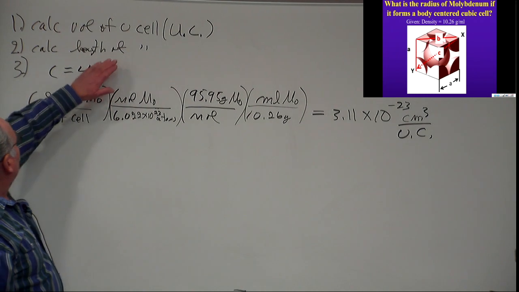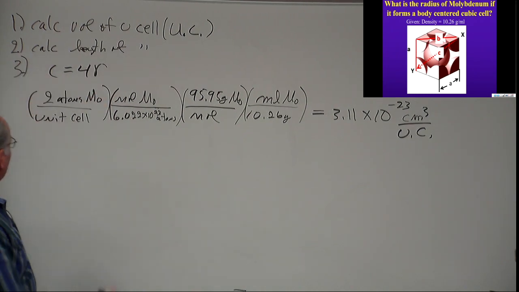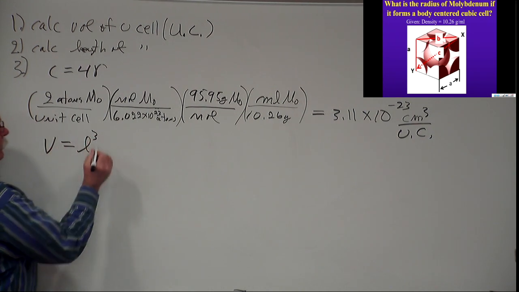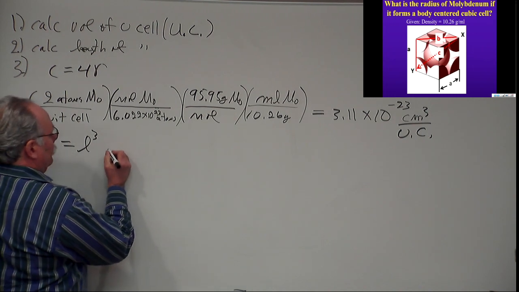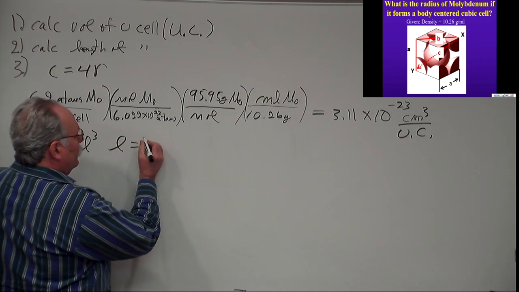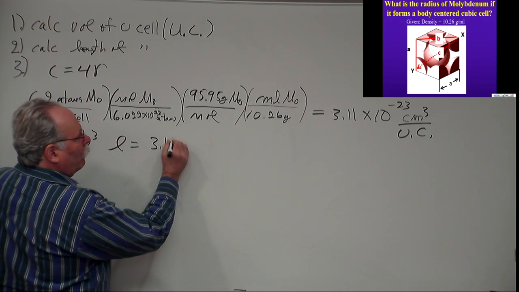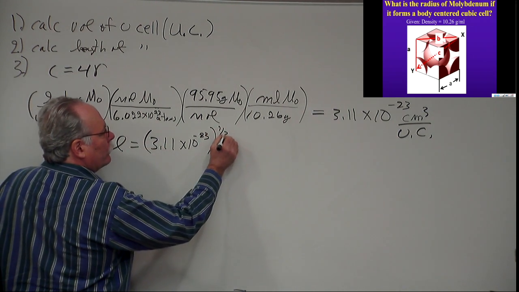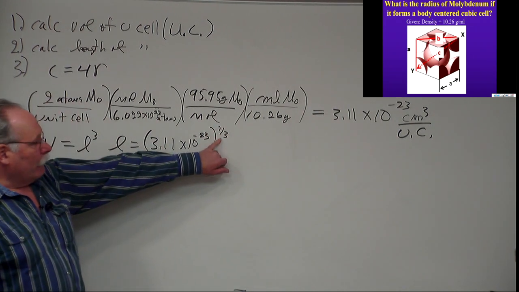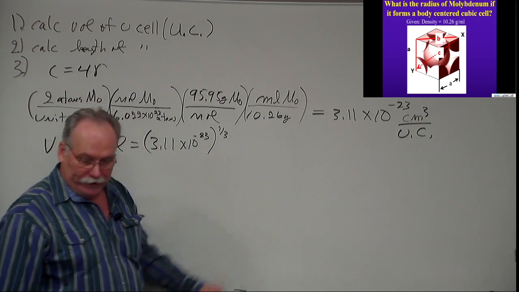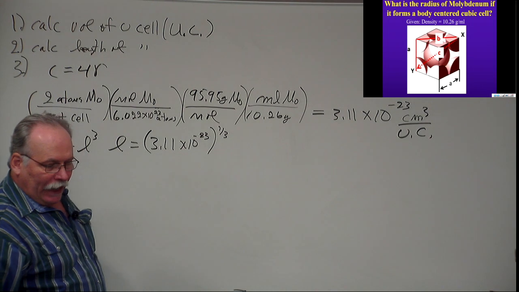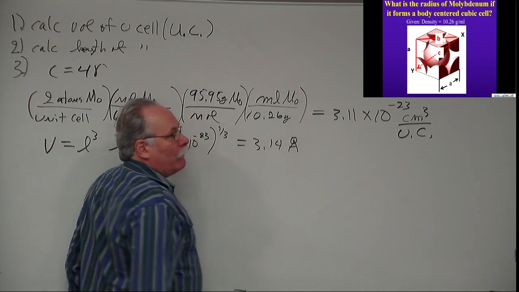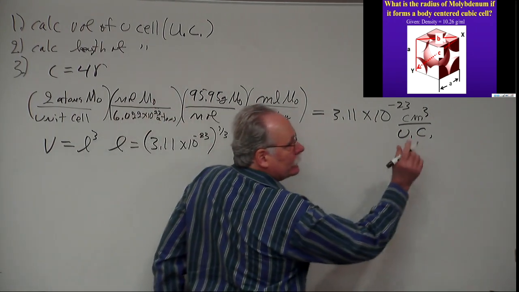Okay, now we want to go to the second step now that we've calculated the volume. And we know that for a cube, the volume is equal to the length cubed. So we're going to say that the length is equal to the cube root of 3.11 times 10 to the minus 23. And I usually go 1/3, recognize that's the same thing as cube root, and then I recognize that this is 0.33333, so I take it to the power of 0.333, and I get 3.14 angstroms.